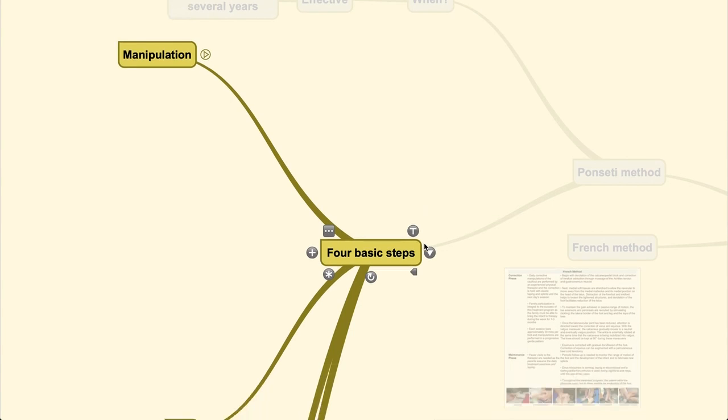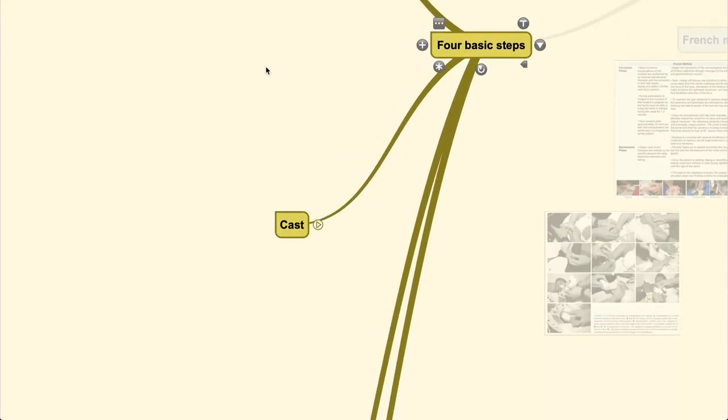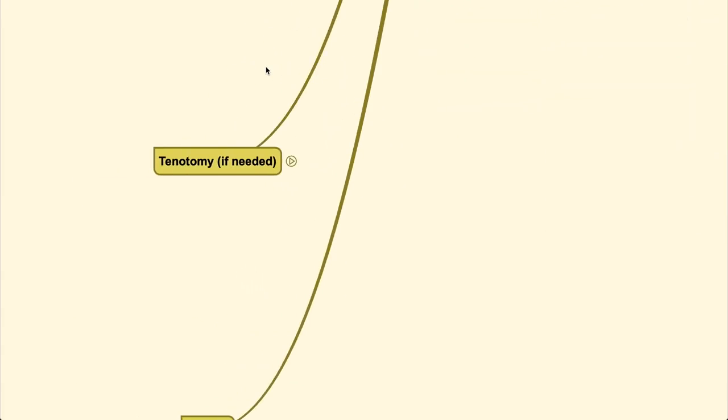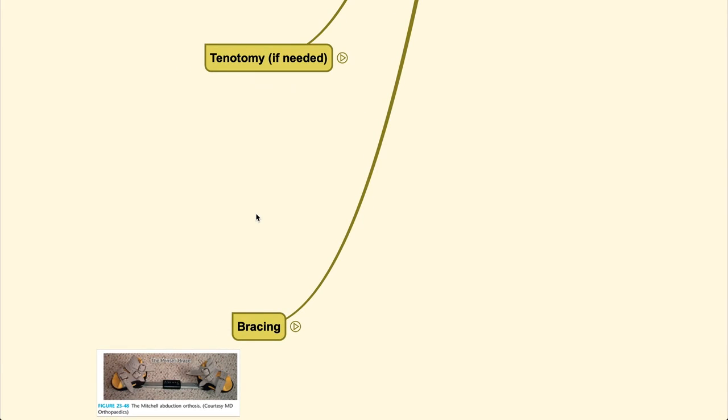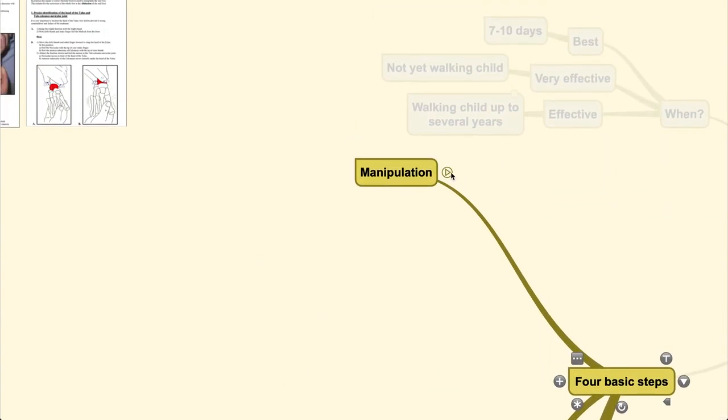There are actually 4 basic steps for the Ponseti method, which include manipulation, casting, Achilles tenotomy if needed, and finally bracing. We'll go through each of them right now.